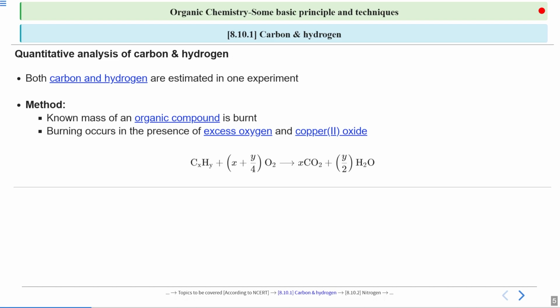Now here is the general chemical equation for the combustion: CxHy plus (x plus y/4) O2 gives x CO2 and y/2 H2O. This equation shows that all carbon becomes carbon dioxide and all the hydrogen becomes water. Now by measuring the amount of carbon dioxide and water produced, we can calculate the original amount of carbon and hydrogen in the organic compound.